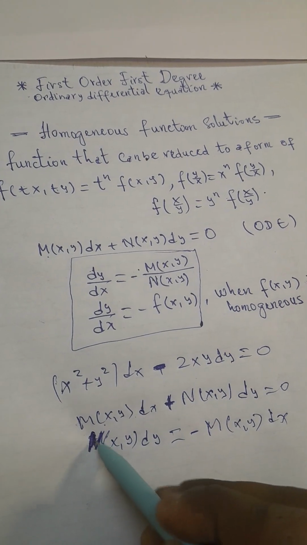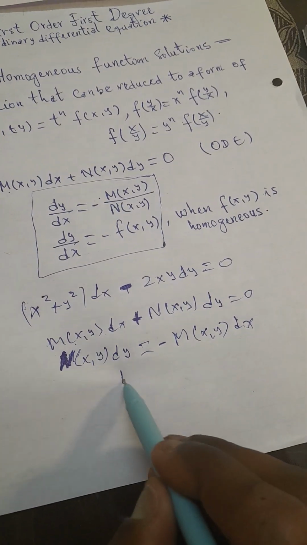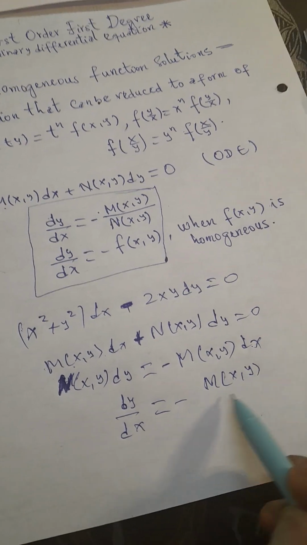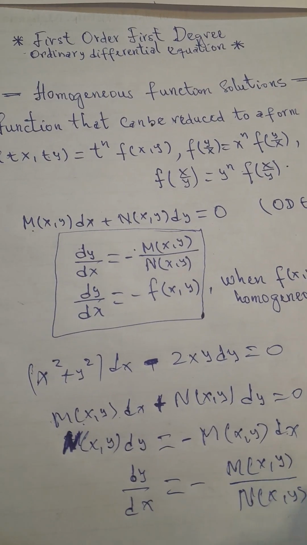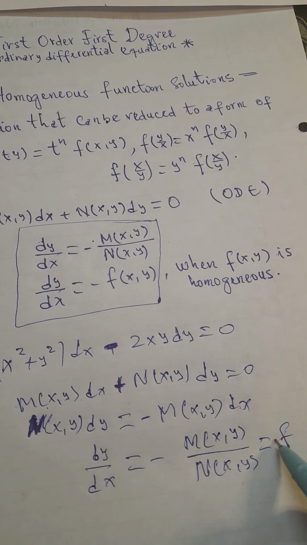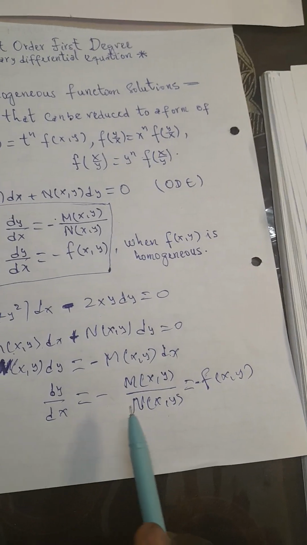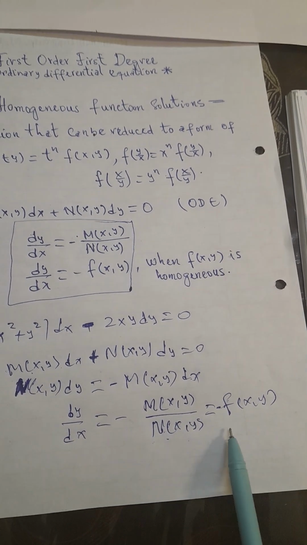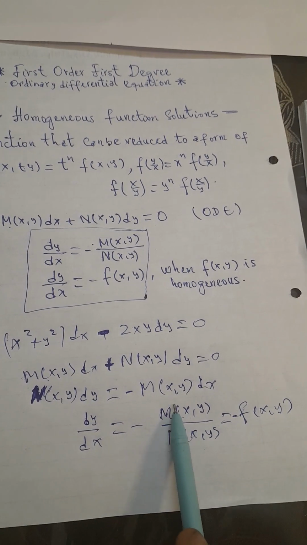You see now? If this is true, what we are going to do is send this dx here, so it will be dy upon dx, and N(x,y) down, it will be minus M(x,y) upon N(x,y). So if f of x,y is the ratio between M and N, then dy upon dx is equal to minus f of x,y.